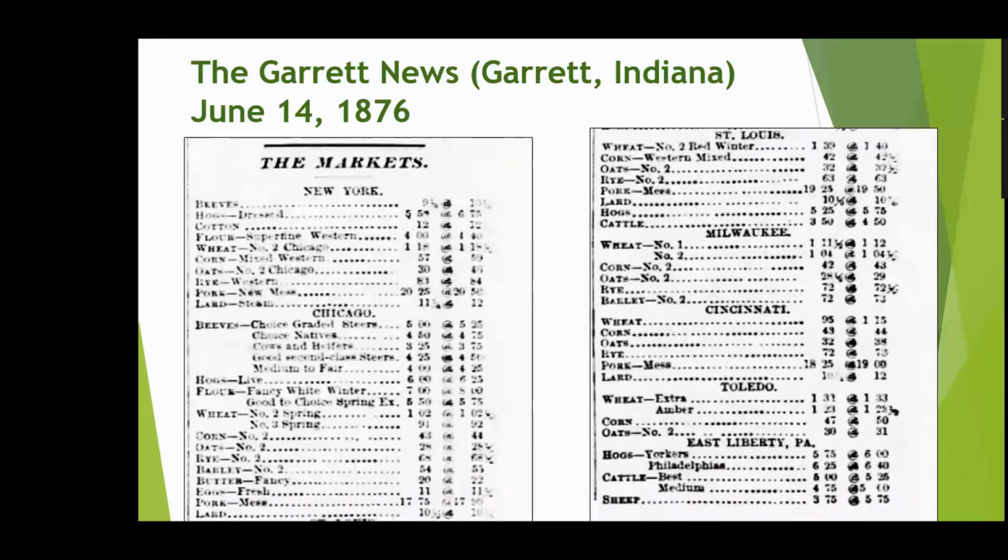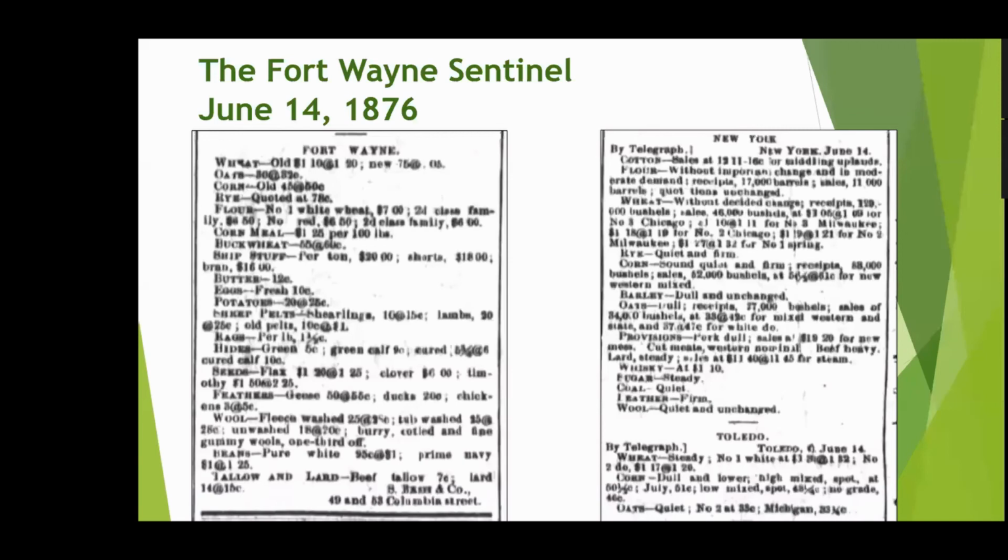Garrett News talked about the New York, Chicago, St. Louis, Milwaukee, Cincinnati, Toledo, and East Liberty markets. And they gave you some ideas and some prices and things. And then again, Fort Wayne with some markets. Besides theirs, they had New York and Toledo.